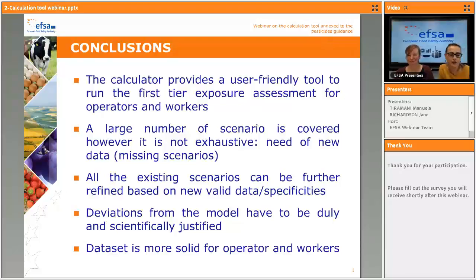And as a general principle, we invite you to give us new data in case you have good reasons to change them. And so we could open up to new approaches. Needless to say that the database is more solid for operators and workers.